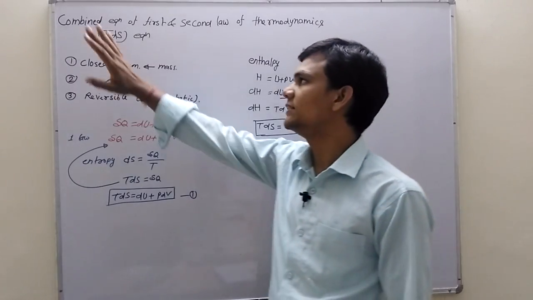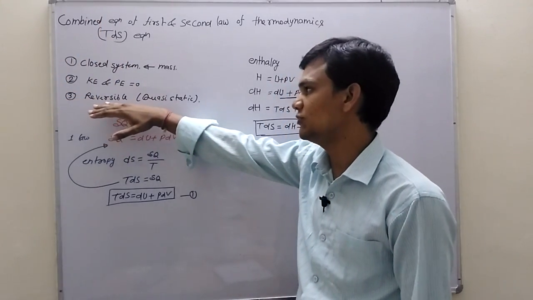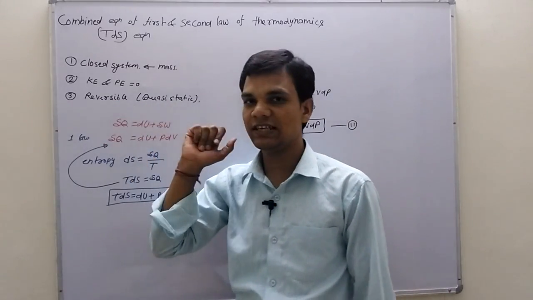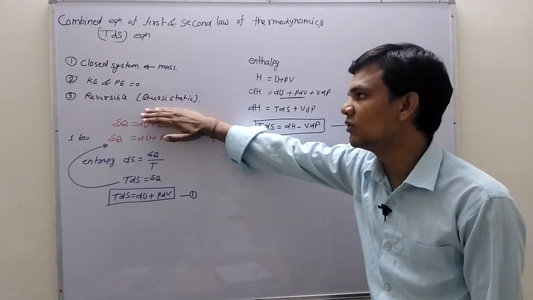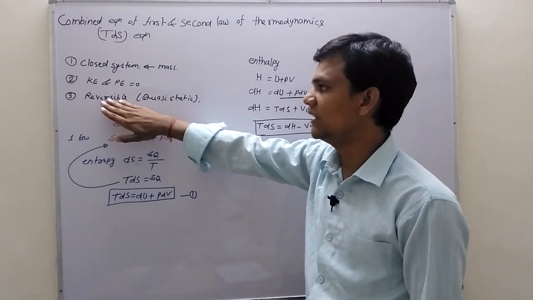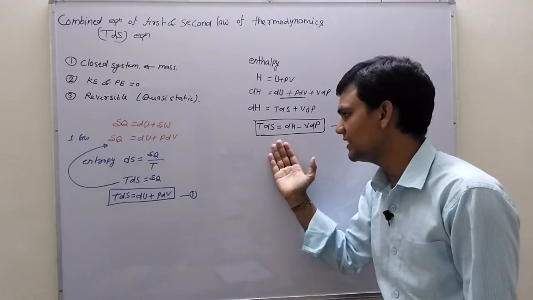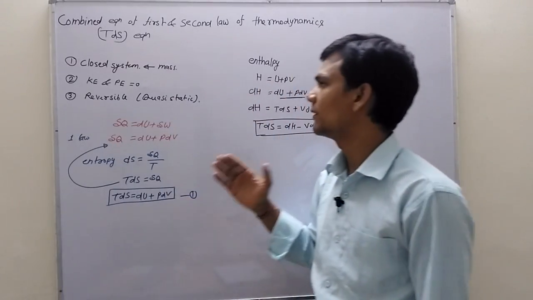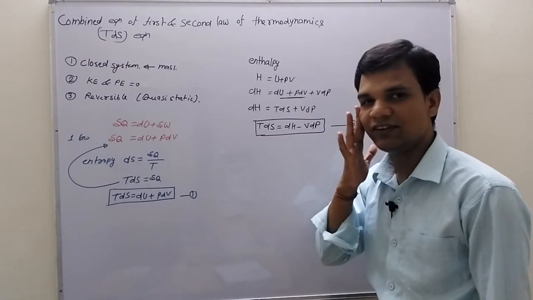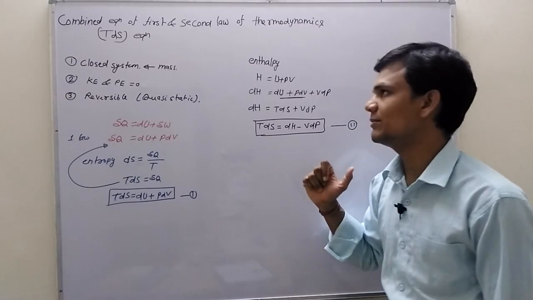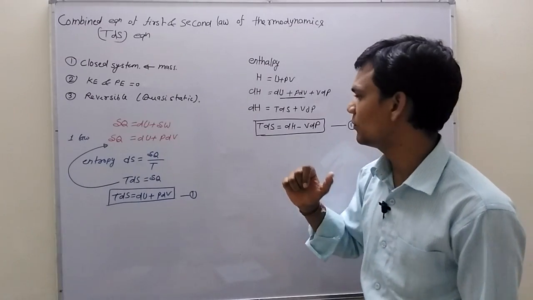Now to obtain these TdS equations, one of our assumptions is that the process is reversible. Although our assumption is a reversible process, these two formulas of the TdS equation are valid for both reversible and irreversible processes.